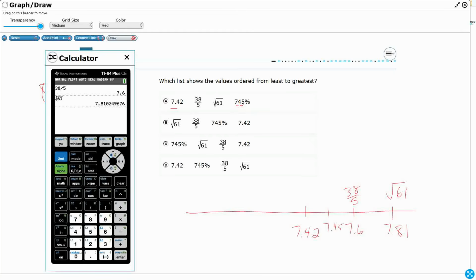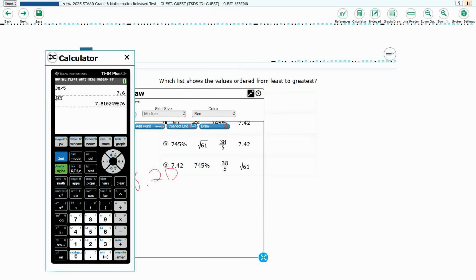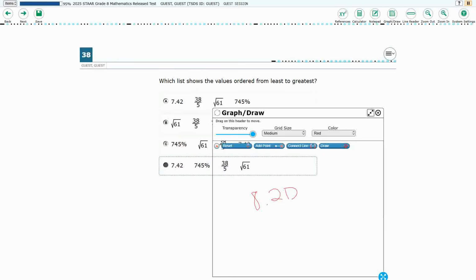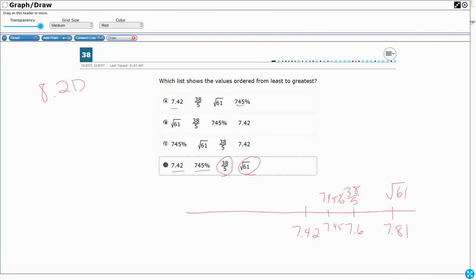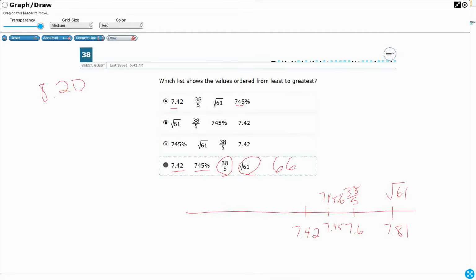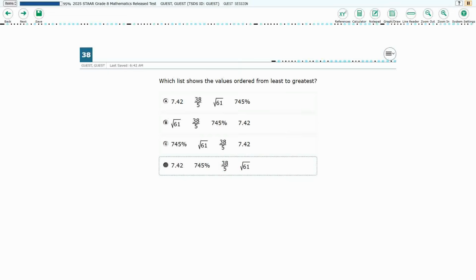7.45 or 745%. All right, so I'm looking for 7.42 first. 745. There we go. All right, D is our correct answer. And if we're using the calculator, it doesn't take that long. 66% of our students were able to get this. So not that much of a challenge. In fact, this was the 6th easiest item on the test, and this is where we definitely need to use the calculator to our full advantage.